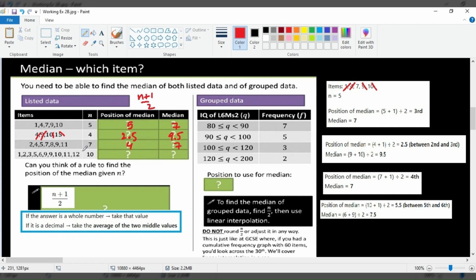Next one is an even number, and 10 plus 1 is an 11, and 11 divided by 2 is going to be 5.5. That means this is going to be 5.5, and the value is going to be 7.5.